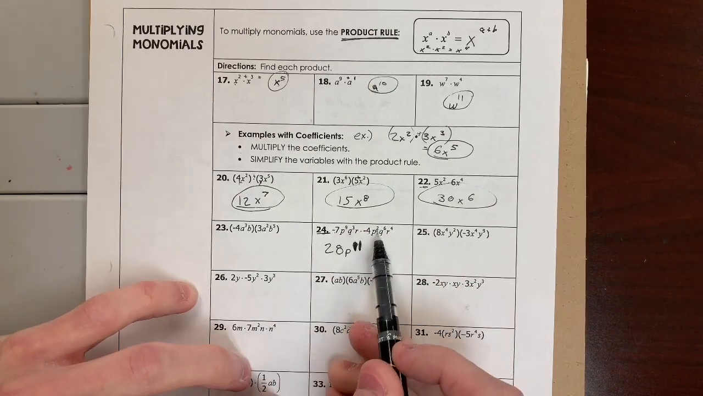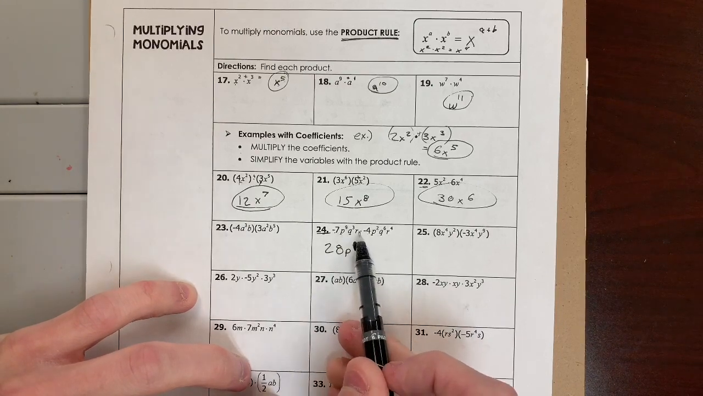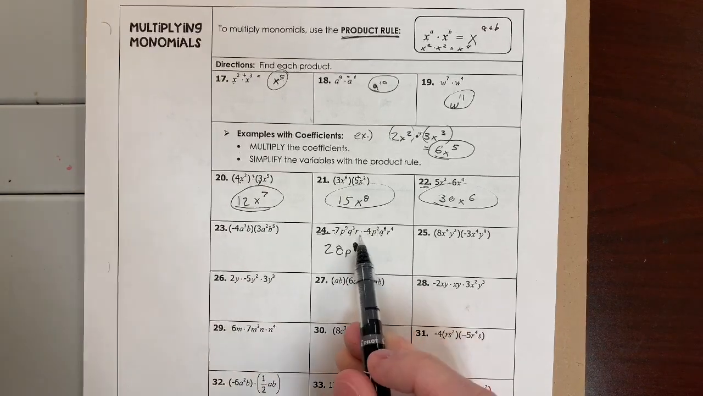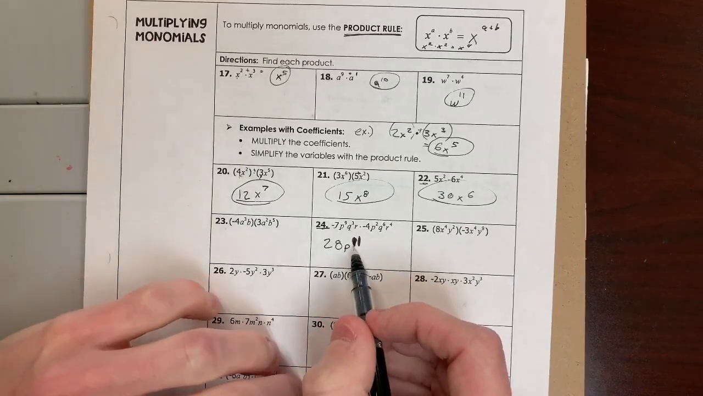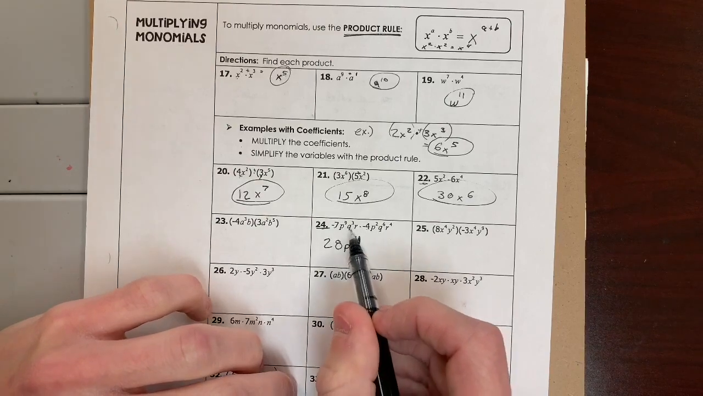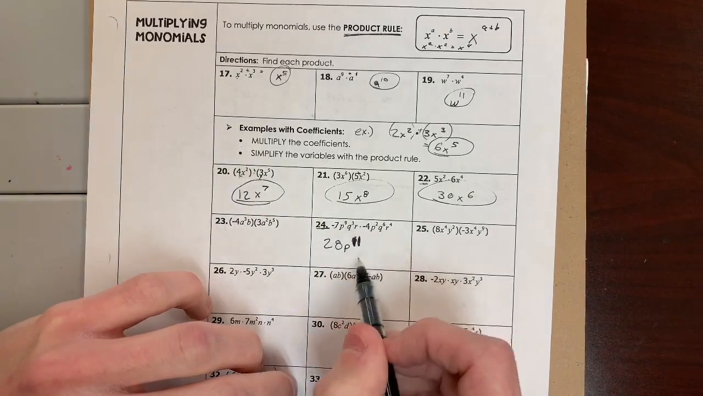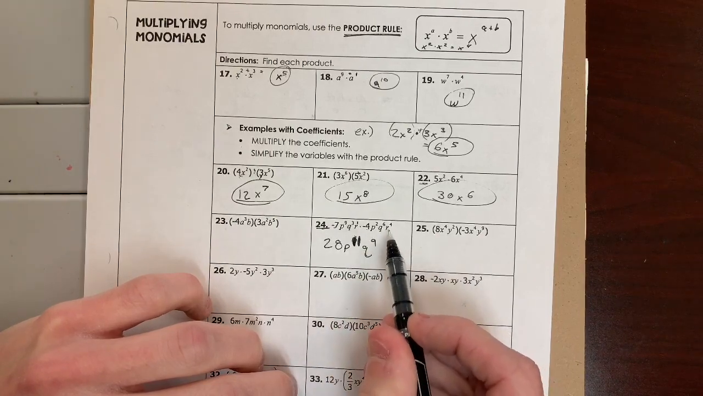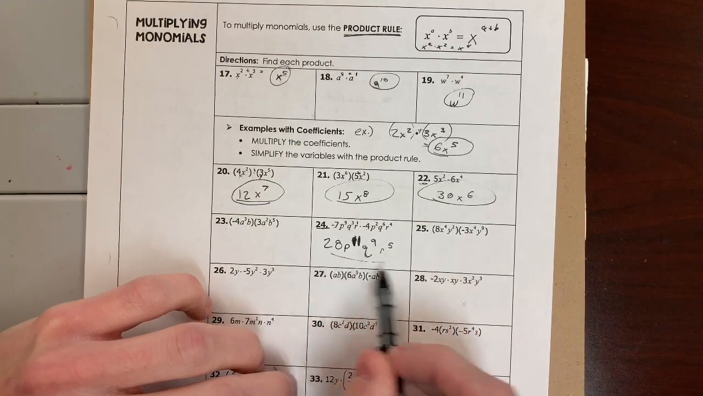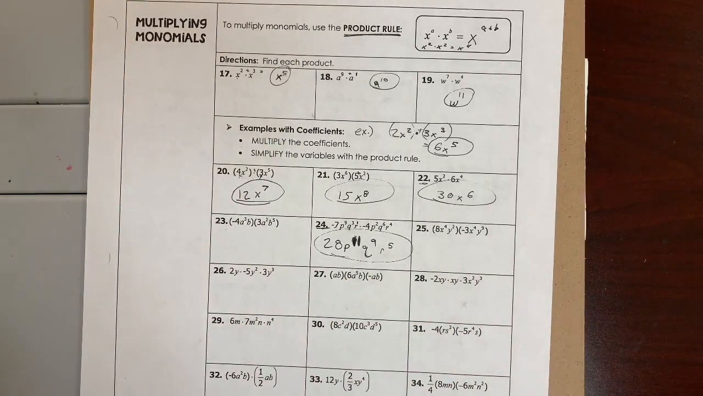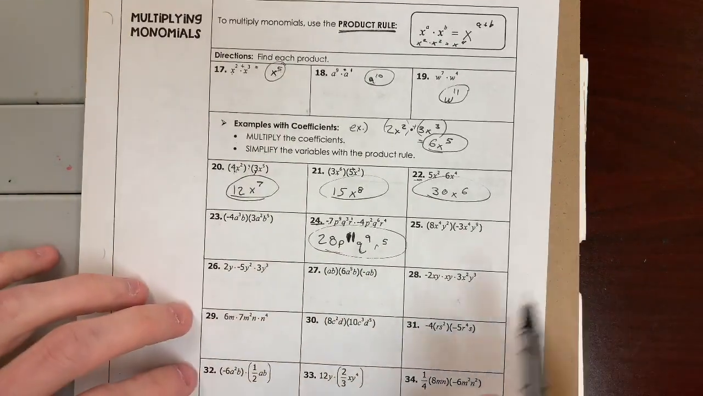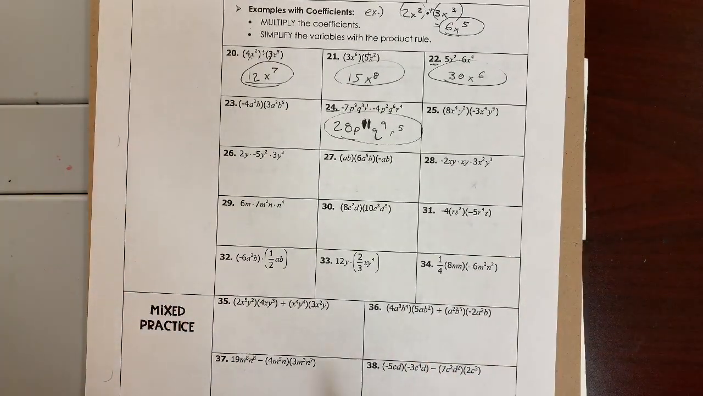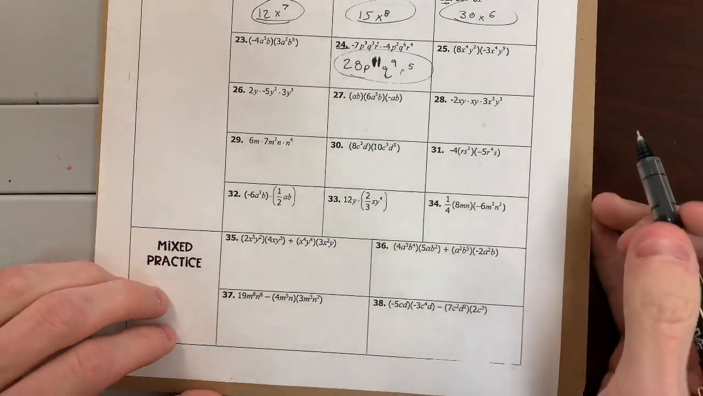P to the 9th times p to the 2nd. All we have to do to multiply a variable with an exponent times a variable with an exponent is add the exponents. So that's p to the 11th. And then we got q to the 3rd and q to the 6th, so that's q to the 9th. And then we got r to the 1st and r to the 4th, so that's r to the 5th. Hopefully you got that. If you didn't, it's okay. That's how you do it though. Let's look at one down here, and then I'm going to stop.